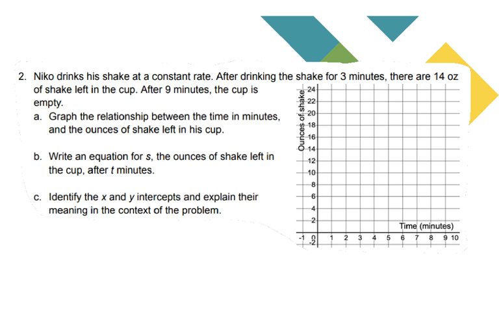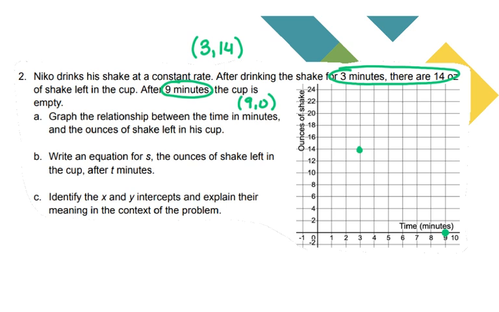So we have Nico drinking his shake at a constant rate. After drinking the shake for 3 minutes, there are 14 ounces of shake left in the cup. And after 9 minutes, the cup is empty. Okay, so we know that after 3 minutes, we are at 14. So this information right here, that's a point. (3, 14). So let's go on to our graph and graph (3, 14). There we go. We also see that after 9 minutes, the cup is empty. So after 9 minutes, we got nothing. So here is the point at (9, 0).